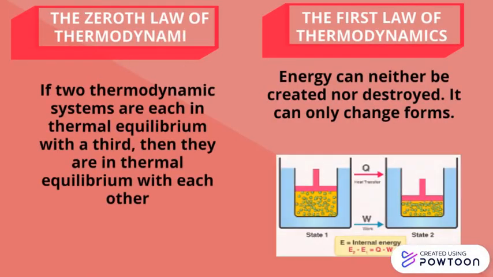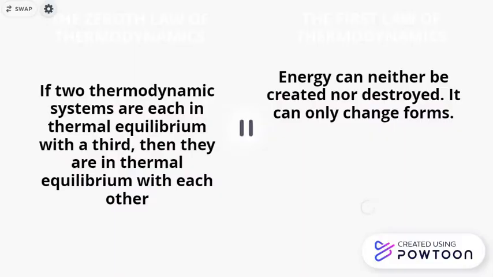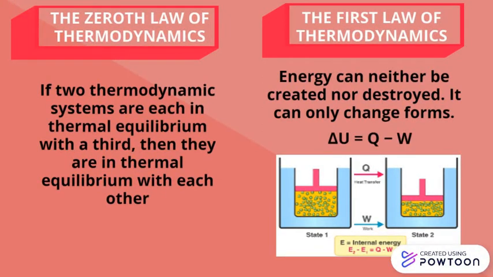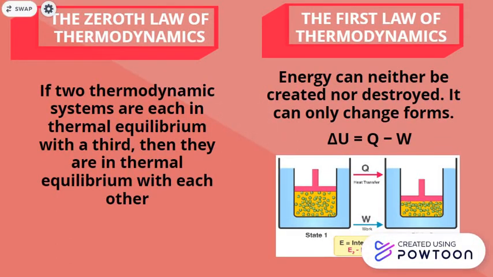The zeroth law of thermodynamics states that if two thermodynamic systems are each in thermal equilibrium with a third one, then they are in thermal equilibrium with each other. That means all 3 of them are in thermal equilibrium. The first law of thermodynamics states that energy can neither be created nor destroyed. It can only change form. Delta U is equal to Q minus W, where Q is heat and W is work done.